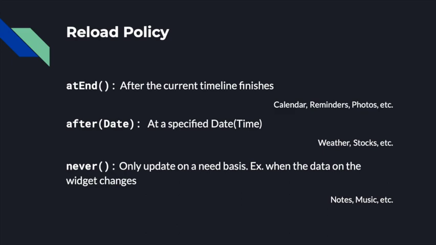The next one, after, takes in a date-time object as the parameter. This is the most flexible kind that we can use. So these are great for apps like weather and stocks, where data is constantly changing, and at any given time we might need to update the widget. And then we have never. This one only updates the widget on a need basis. So for apps like notes and music, where the content of the app doesn't really change until the user interacts with it, the never policy is a great option. And it's also the most battery friendly.